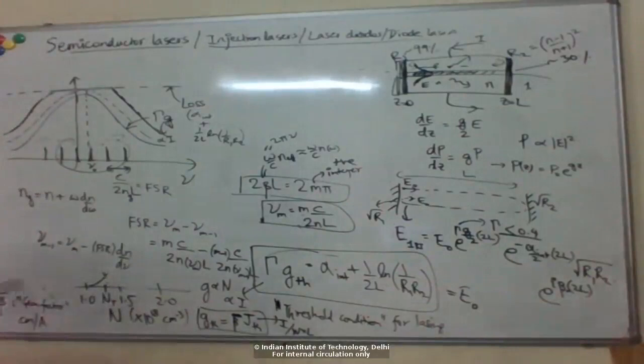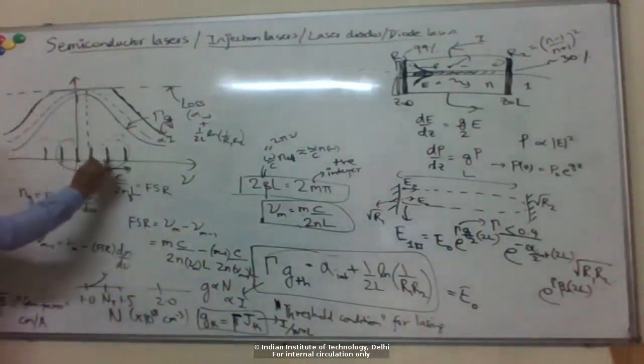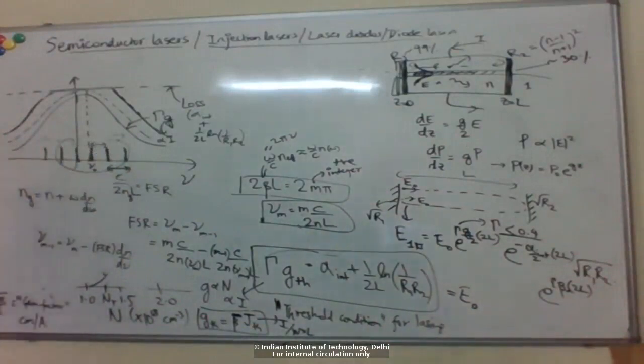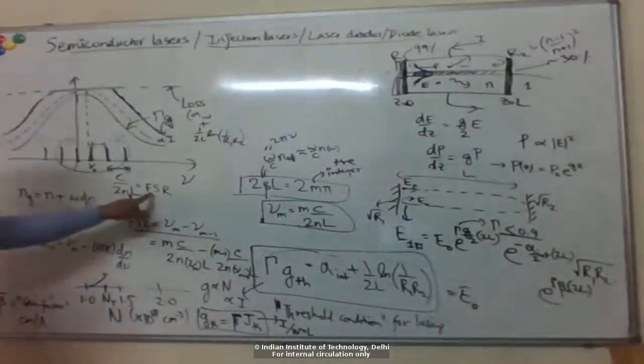There's a question: what is FSR? FSR is what I'm talking about: the frequency difference between the adjacent modes, delta nu. It's called free spectral range.